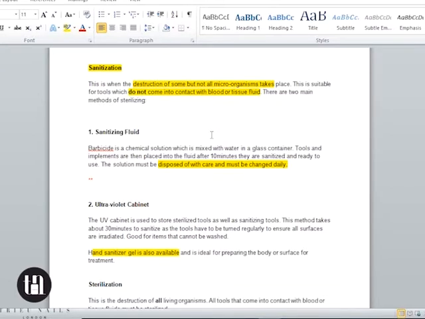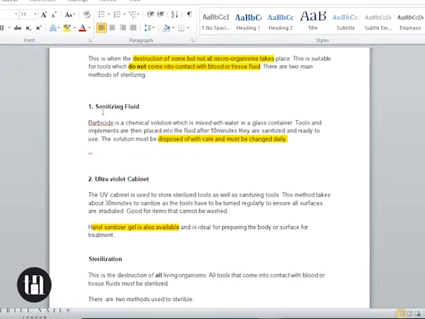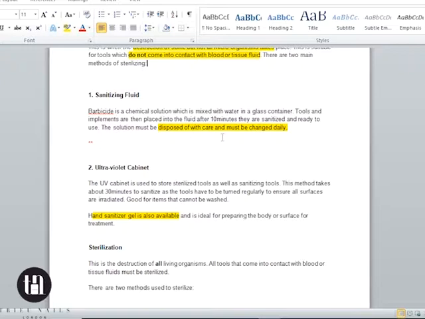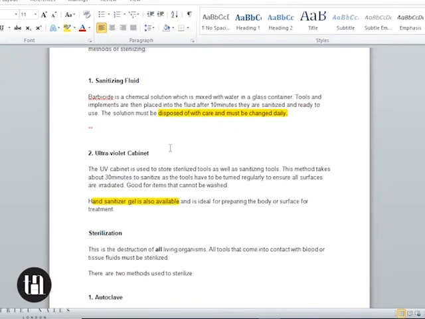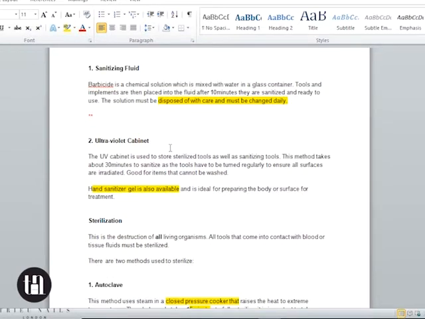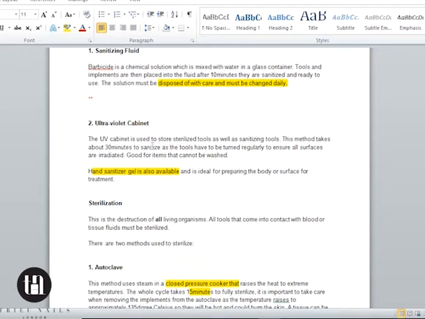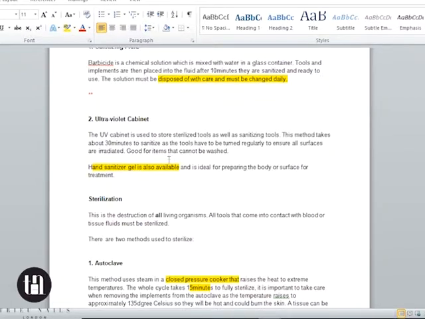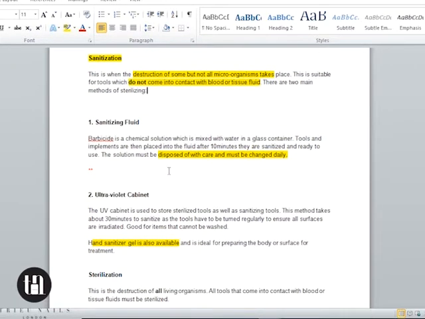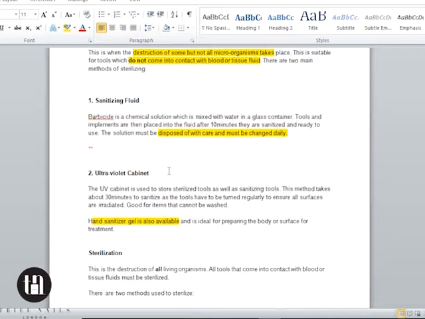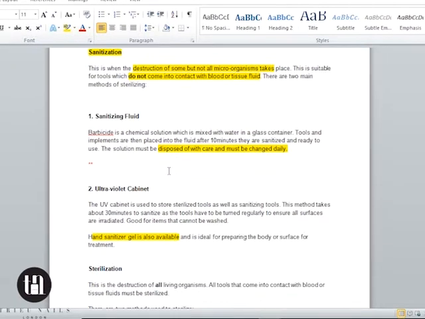So there's two main ways of sanitizing. You've got sanitizing fluid or barbicide, and this is usually mixed with water in a glass container. It must be disposed of with care and must be changed regularly. The second method is the ultraviolet cabinet or UV cabinet. This method takes about 30 minutes and it's good for items that cannot be washed. Hand sanitizer gel is also available. So these are two methods of sanitizing.